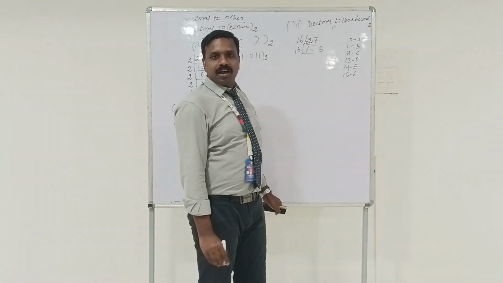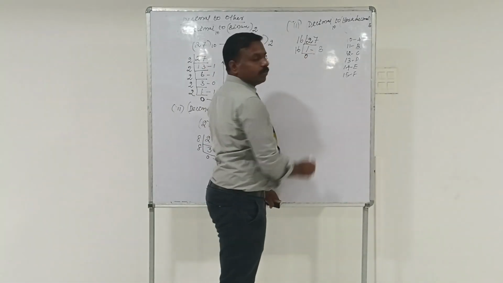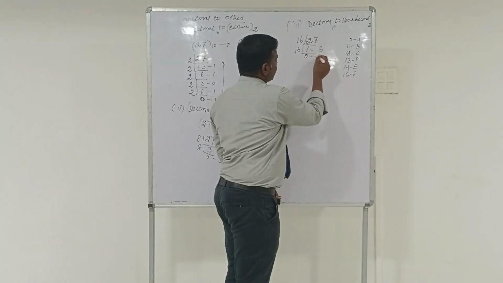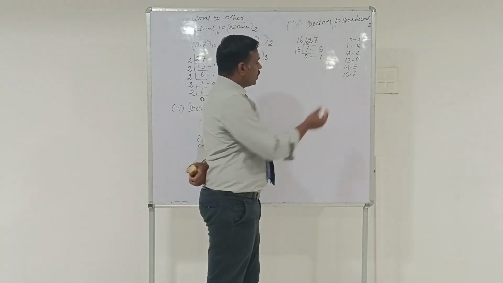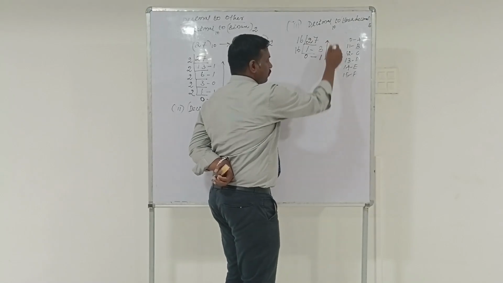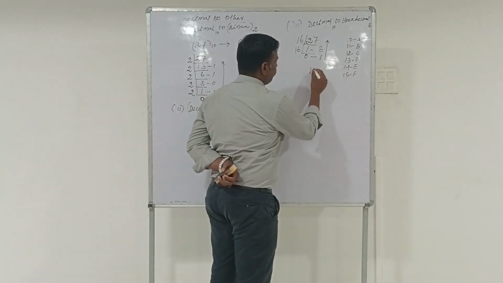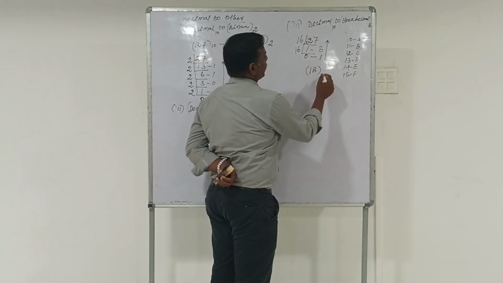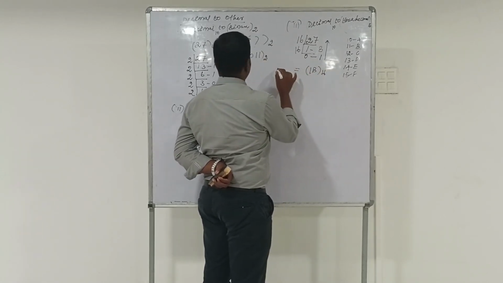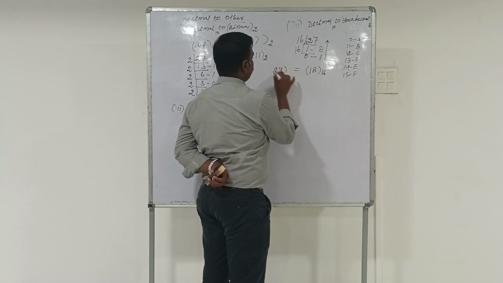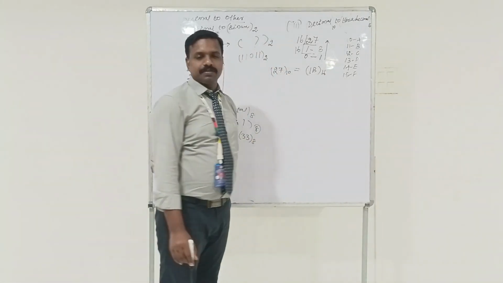Again I will divide by 16. The 1 will not divide by 16, so the quotient will be 0. This value will act as a remainder. So I have to write the same procedure, from bottom to top. So the final answer is 1B for the given decimal value. 27 is the decimal value. If you convert it into hexadecimal, it is 1B.